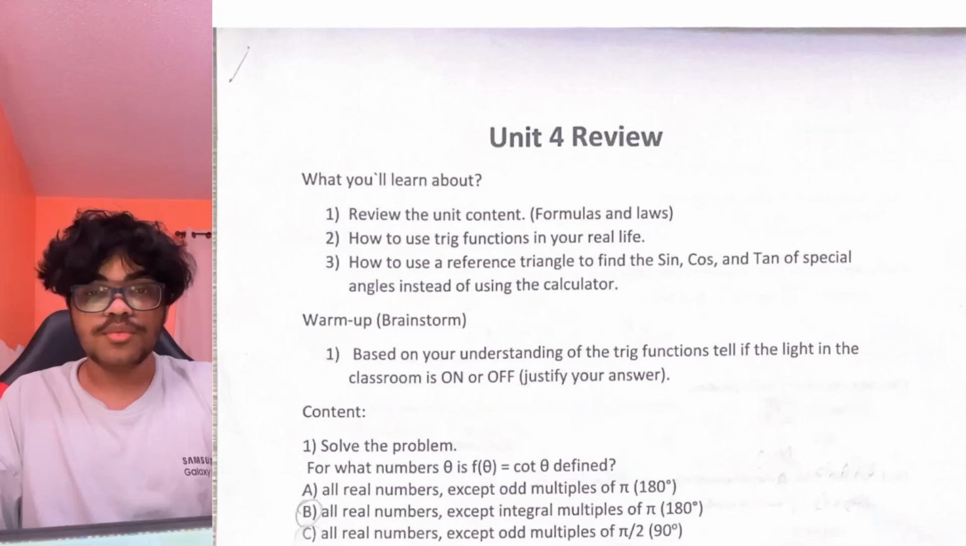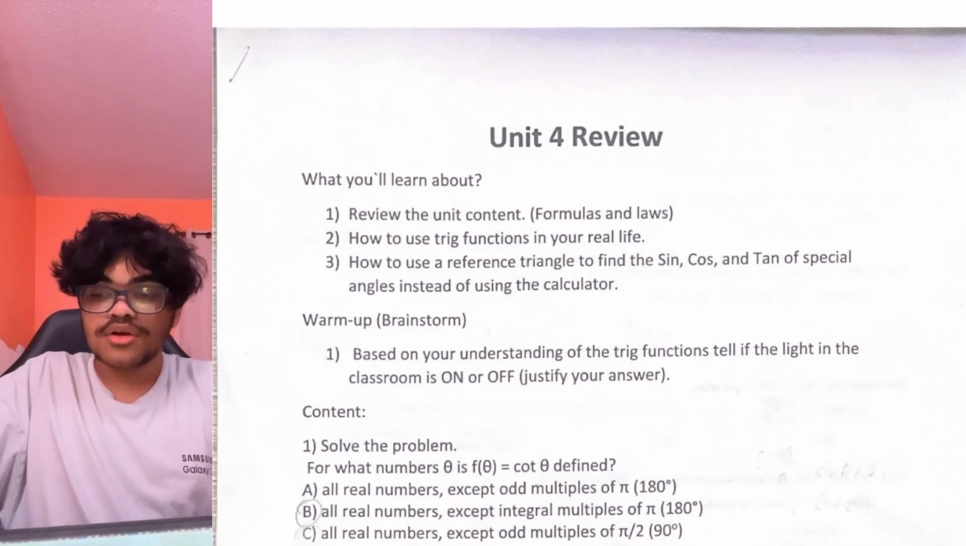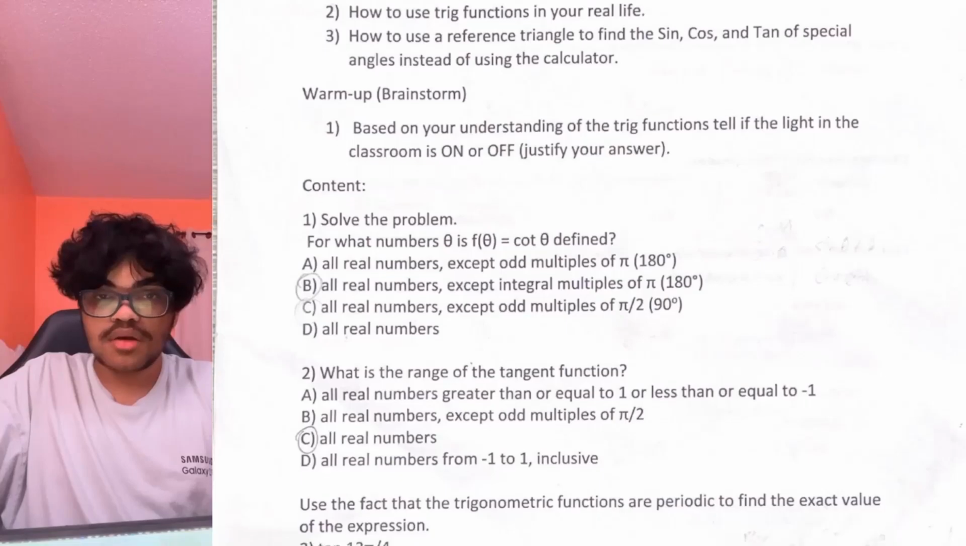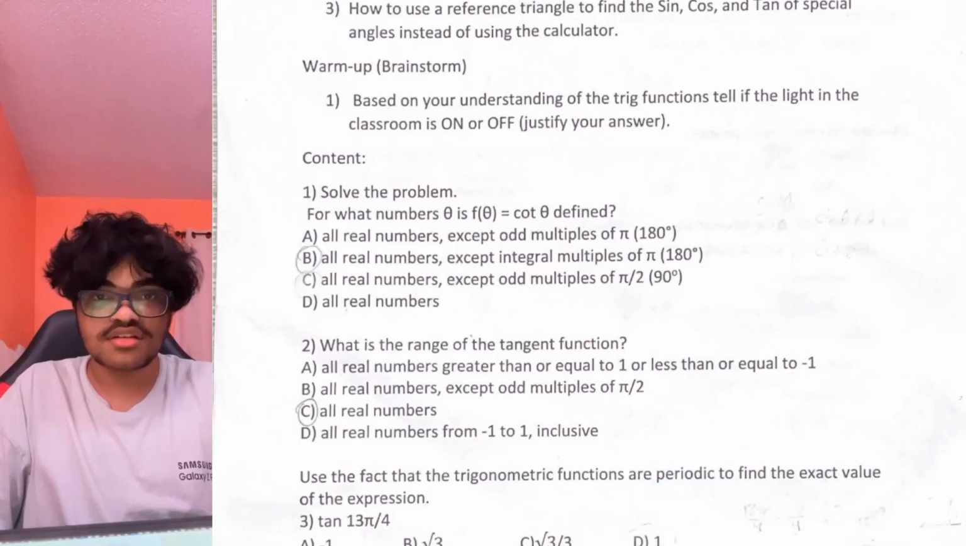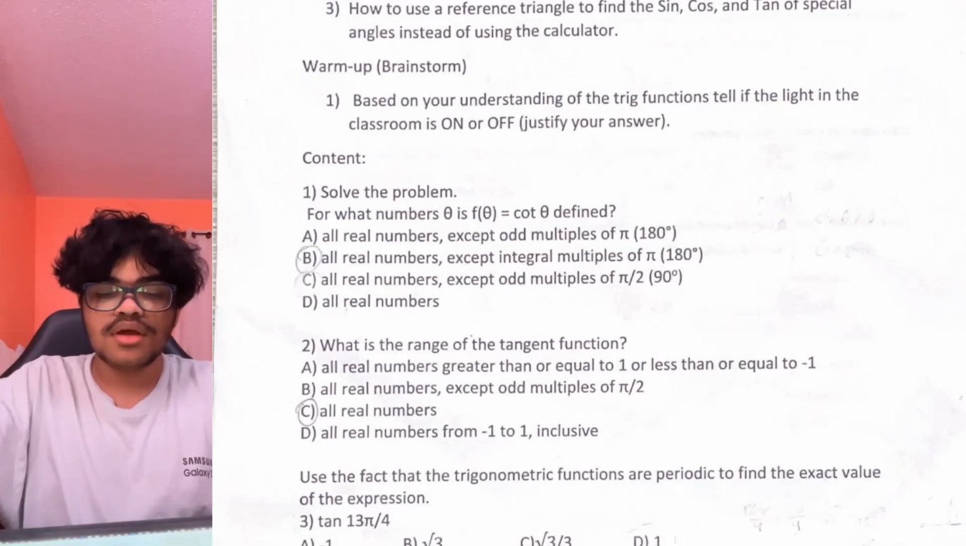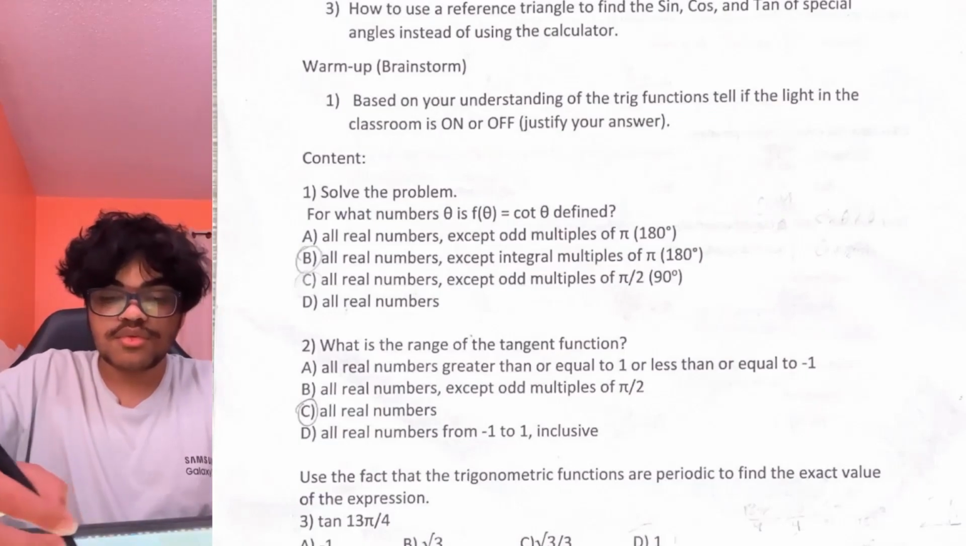In this video, we will be going over Unit 4 of Precalculus Honors, aka the start of learning trigonometry. Now, in this unit, we learned about the properties of different trigonometry functions: sine, cosine, tangent, cotangent, cosecant, and secant. And this unit review will be going over all those properties so you'll be ready for the test tomorrow. Now, let's start off with question 1.